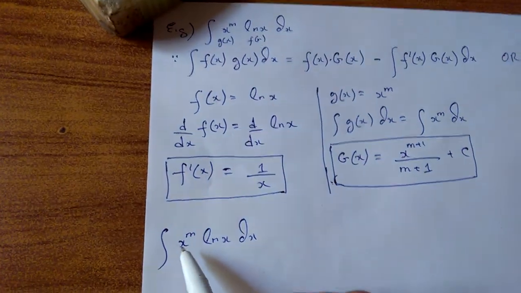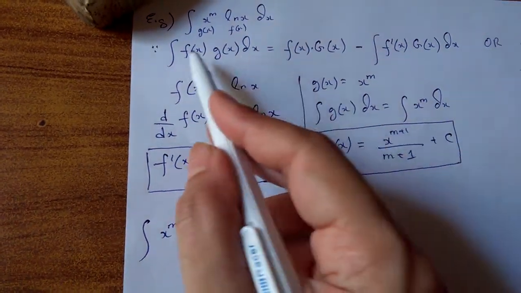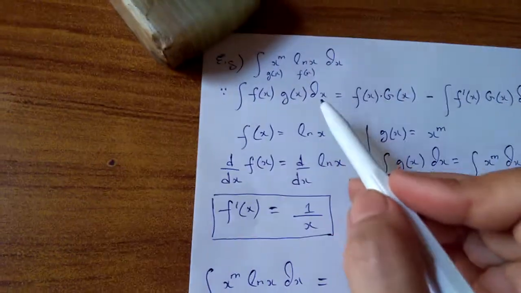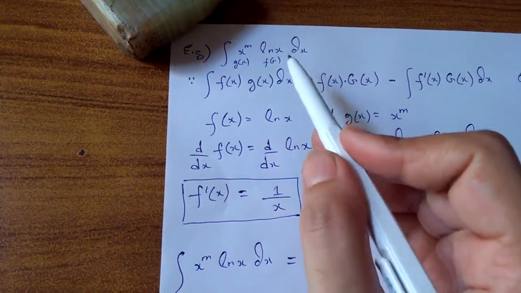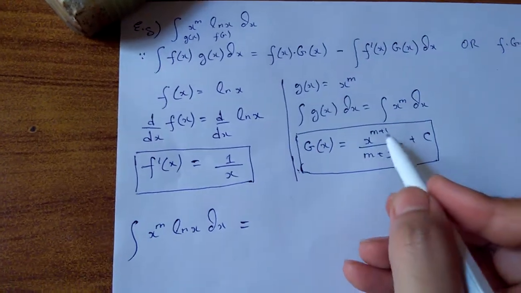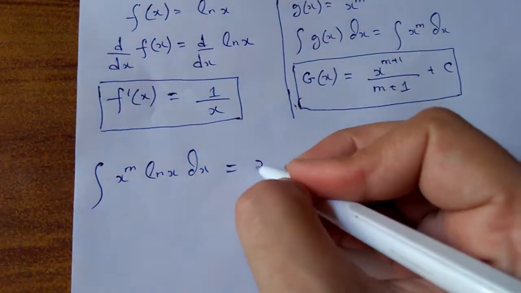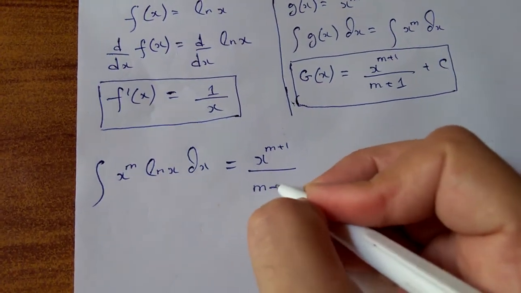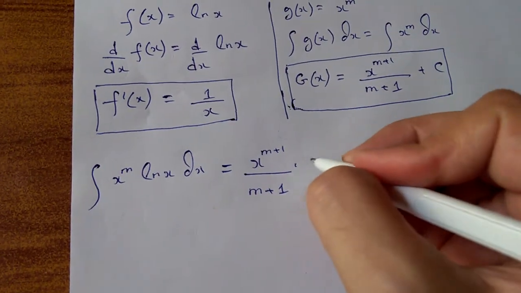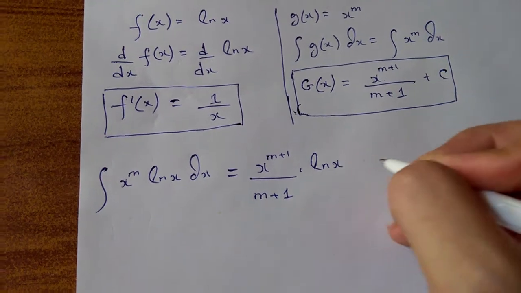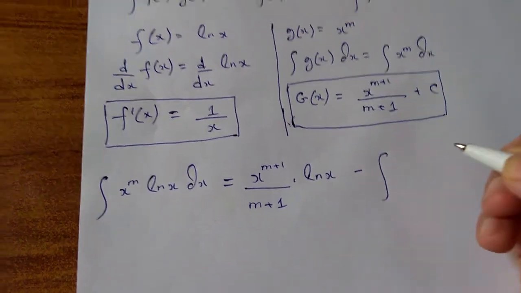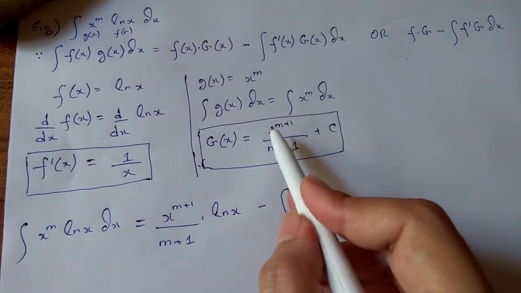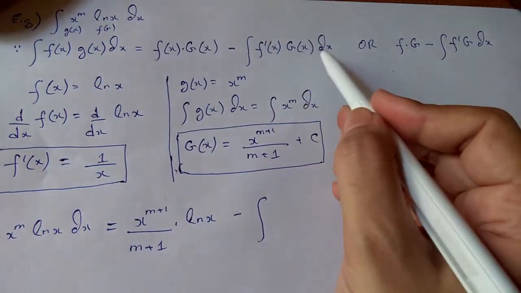So this is the integral of f of x g of x, and it is equal to f of x, which is ln of x, times capital G. Let's write it down. ln x minus the integral, where f dash x is 1 upon x and capital G of x is this. Let's write it at this place.